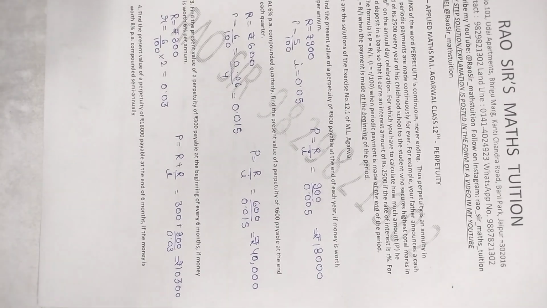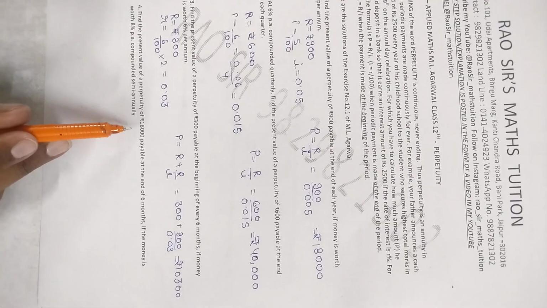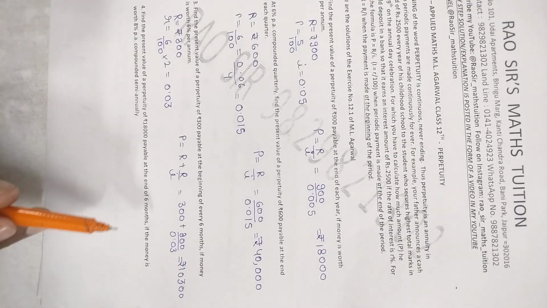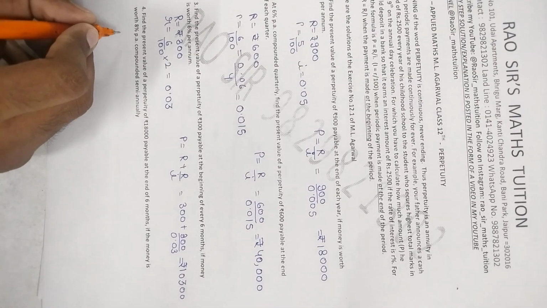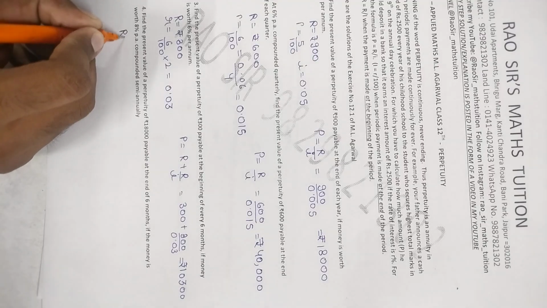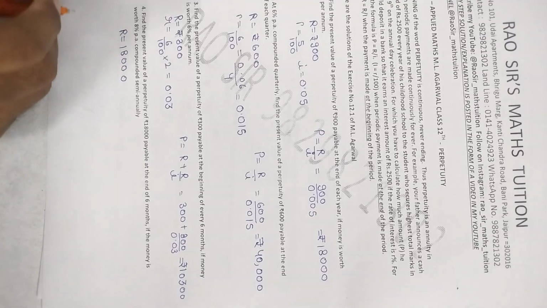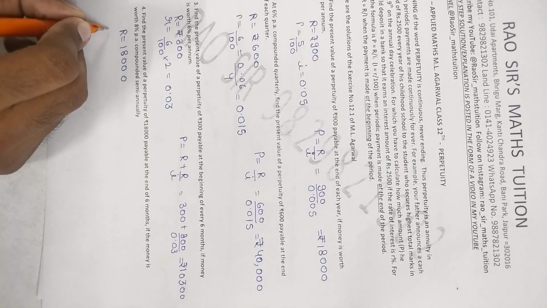Next is your fourth question. Read the question. Find the present value of a perpetuity of rupees 18,000 payable at the end of 6 months if the money is worth 8% per annum compounded semi-annually. Here also it is at the end of the 6 months.